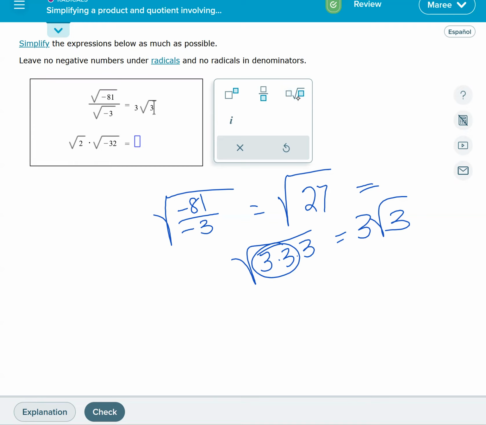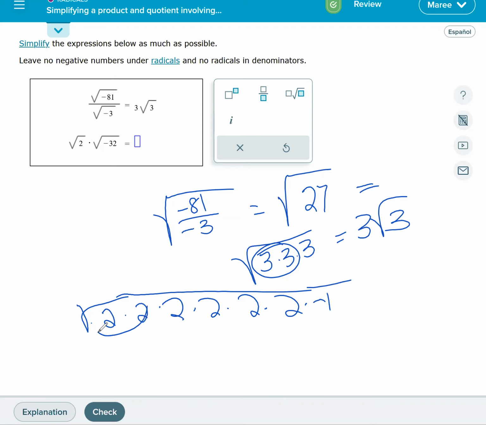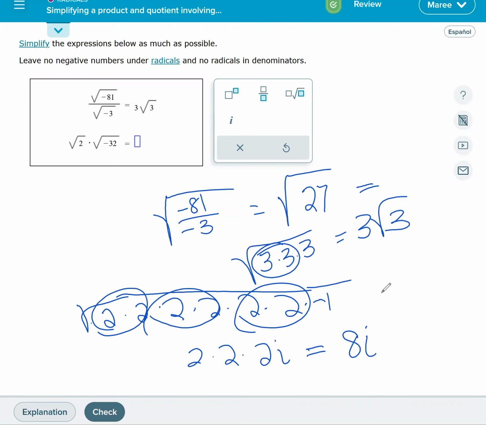But when we're multiplying here, 32 is 5 2's multiplied. So the square root of 2, that's the first one. And then 32 is 2 times 2 times 2 times 2 times 2. And we also have a -1 in there, just put at the end. So that's our i. So it will be 2 times 2 times 2 times i. So we have 8i will be our final answer here.